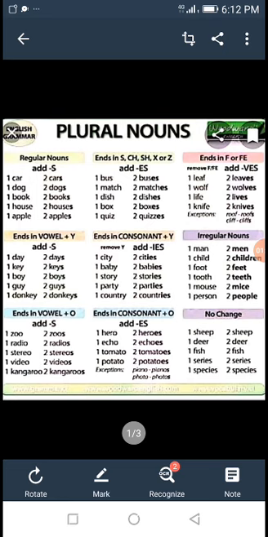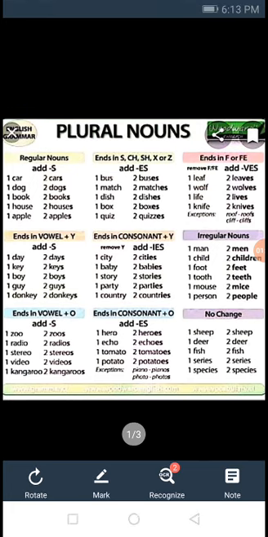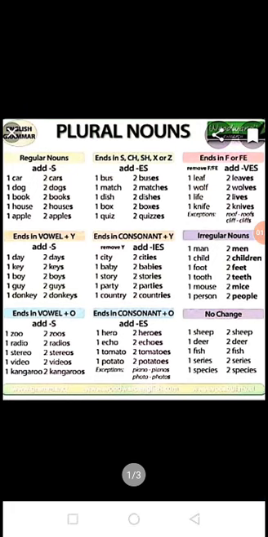Then see the third rule, ends in f or fe. If the word ends with f or fe, we should remove or drop f or fe and add ves to make it plural. For example, leaf. This word ends with f. To make it plural, we should remove f and add ves.